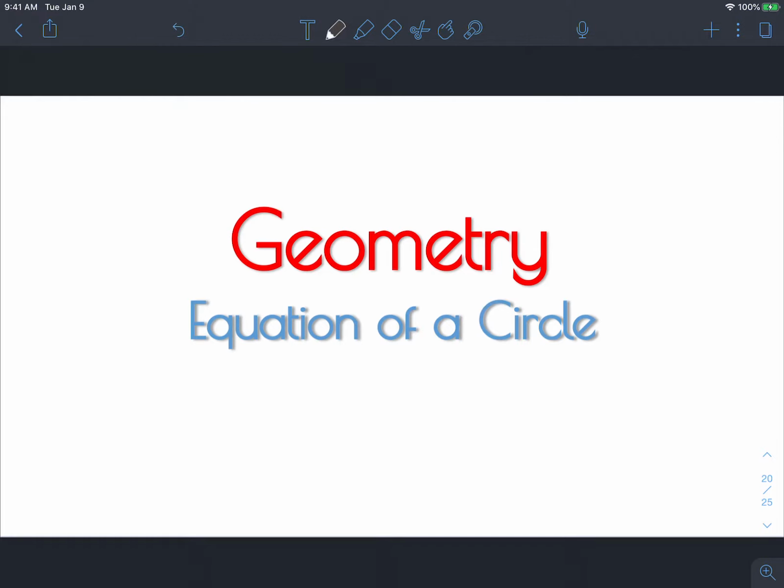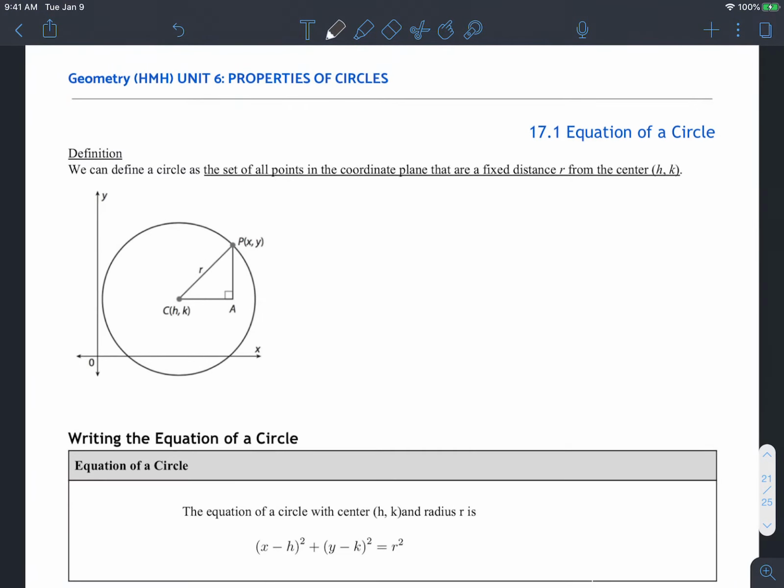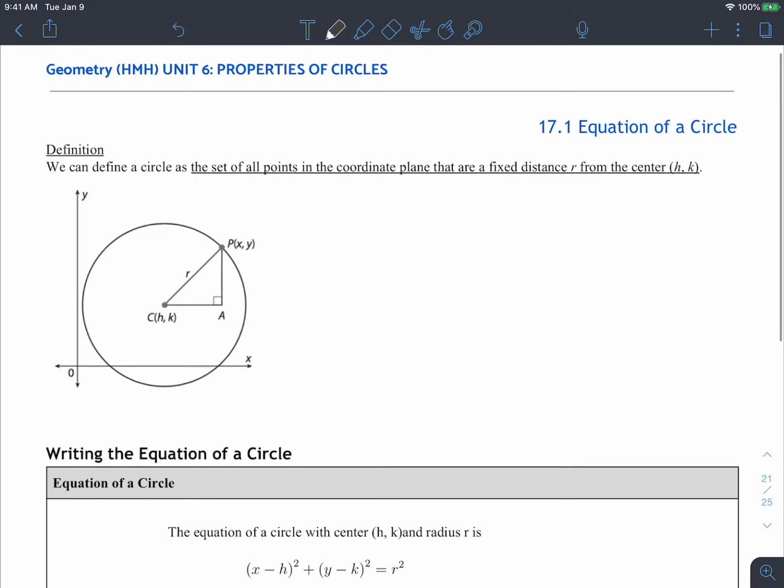Geometry, equation of a circle. Okay guys, as the name suggests, we'll be learning a little bit about the equation of a circle. Okay, so here's the definition.